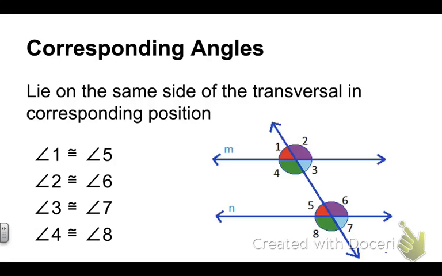They are congruent. So you've got angle 1 and angle 5 are congruent. Angle 2 and angle 6 are congruent. Angle 3 and angle 7 are congruent. Angle 4 and angle 8 are congruent. All right, pretend to just slide them up. Those are corresponding angles. We are going to be doing a lot of work with this in class.